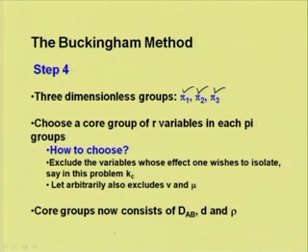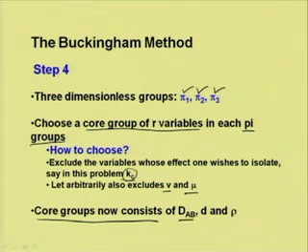Now, from the system we have to choose a core group of r variables in each pi group. So, how to choose these core groups? One way to choose these core groups is to exclude the effect of particular variables which we want to isolate. Say in this problem we want to isolate the mass transfer coefficient Kc, and also let us arbitrarily exclude other variables, velocity and mu, for the particular system. Velocity and viscosity of the fluid we can exclude as the variables which will not be included in the core group. So, the core group now consists of diffusivity, diameter and the density of the fluid.